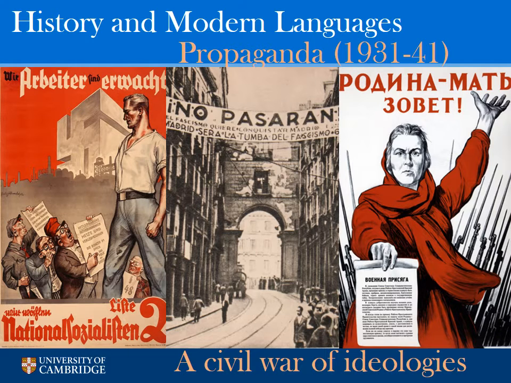We, the teachers of the HML course, believe that in order to understand the political, social, economic history of Germany on the left, Spain in the middle, Russia on the right, you need to have a knowledge of German, Spanish, and Russian. You need to understand what Arbeiter means specifically in the German context, of what fascismo meant in Spain, of what the idea of Mother Russia, as shown there on the right, meant in the Russian cultural context.